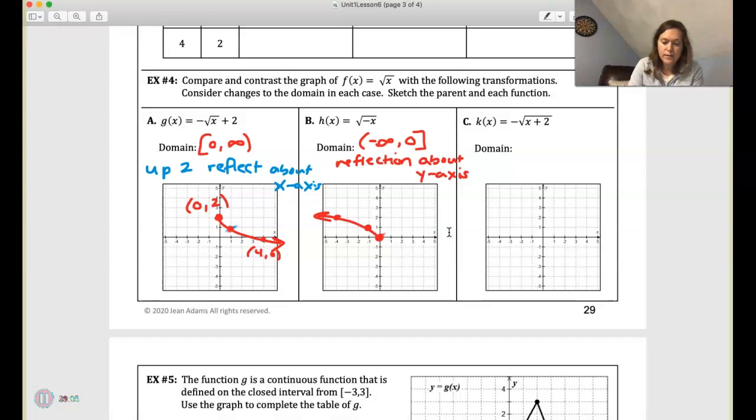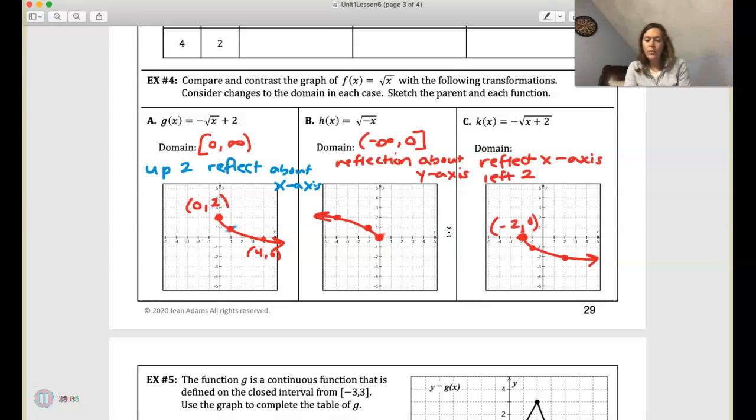And then for the last one, we have the negative in front, which means we're going to reflect on the x-axis. And we have a +2, which means we're going to move to the left 2 units. So we're going to the left 2, and we're reflecting down. So now we're going to go down 3, 1, 2, 3. There we go. Some important points. We got -2, 0. Kind of hard to see what my y-intercept is, so I'll just leave it blank.